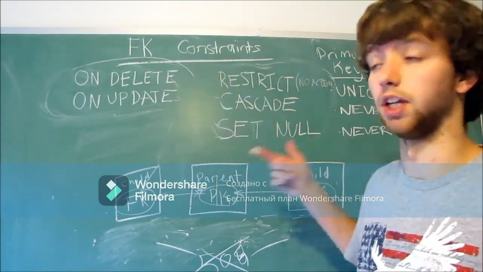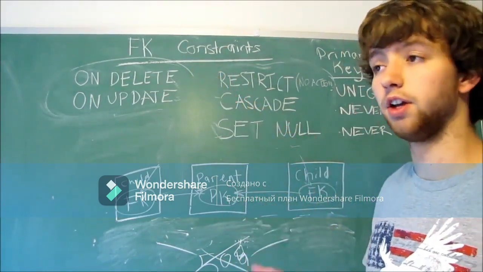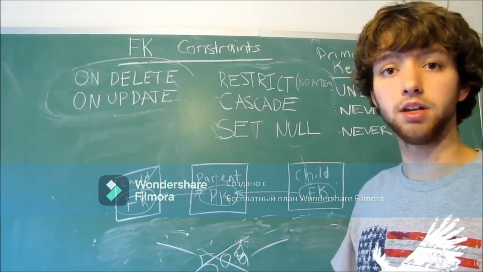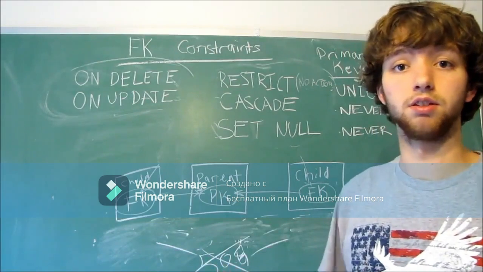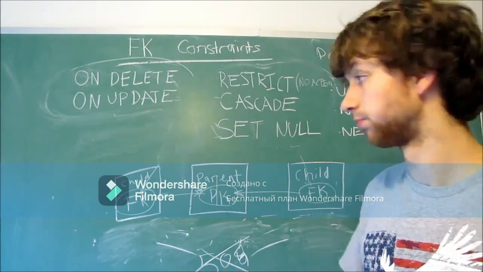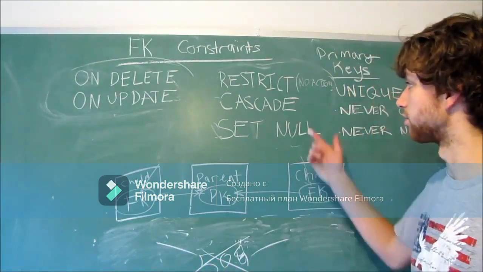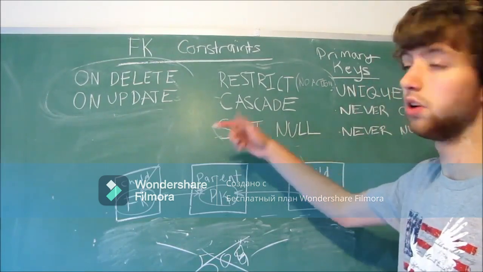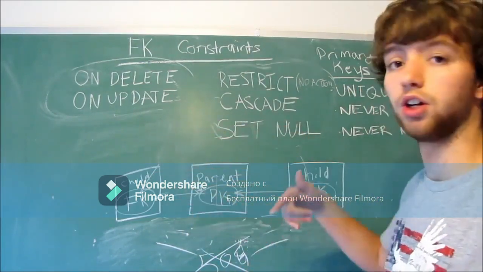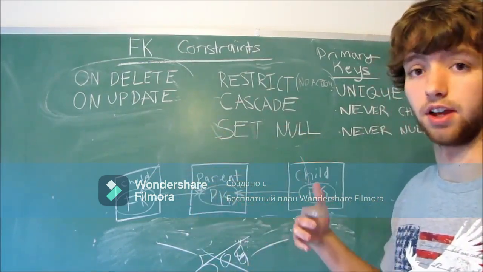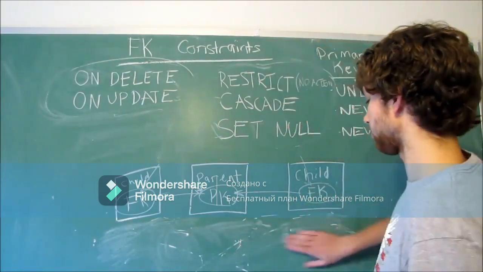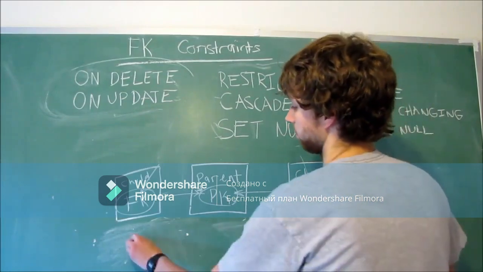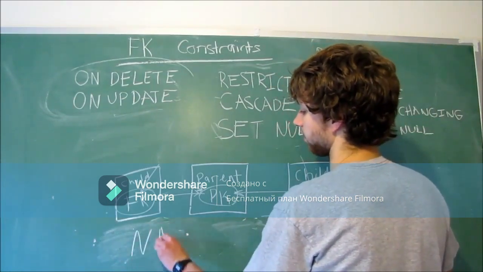On update, same thing. If we change the ID of the parent from 504 to 508, all of the children are going to be set to no value as well. Alright, now there's one important thing with set null. The children can't have the not null characteristic. We talked about that in previous videos. I'm just going to put NN for short.